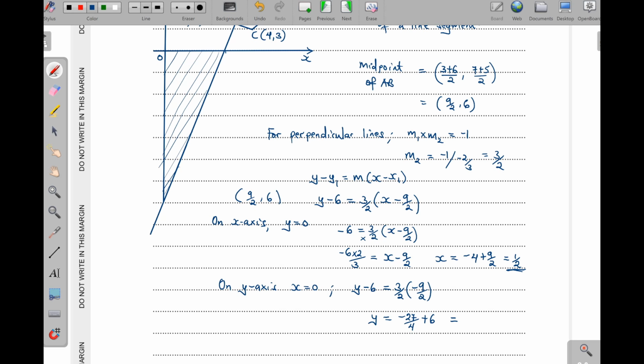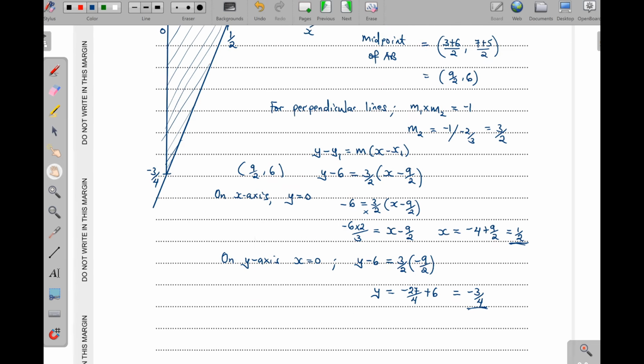That means we shall get 4 times the 6. You get 24. Now -27 plus 24, you get -3 over what? 4. So this one here is going to be -3 over 4. And here we are having a half.